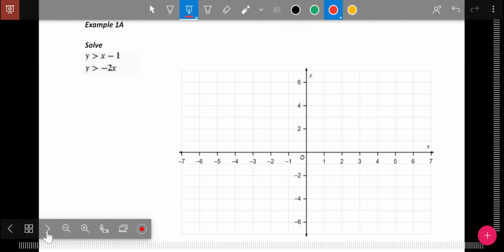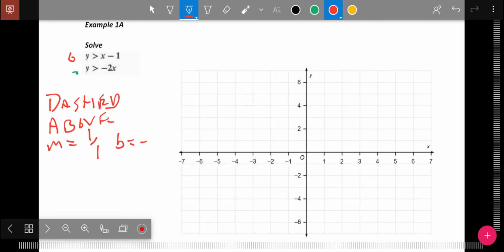And so let's just look at this now. I'll talk about this one using red, and I'll talk about the next one using green. Let's talk about the first one. What do I know about the first equation? Well, it's just a greater than sign, so I know it's dashed. It's y is greater, so I know to shade above. And m is the number in front of x, so it's 1x, so it's 1 over 1. And b is at the end there, so it's negative 1.